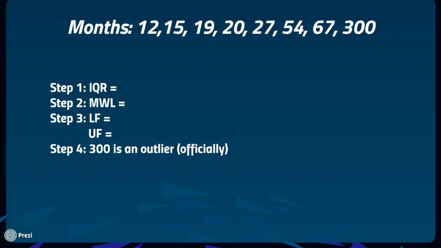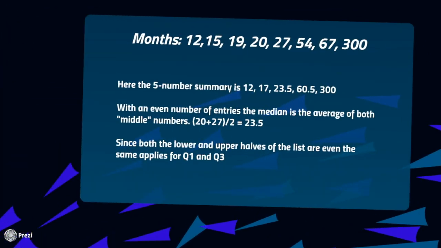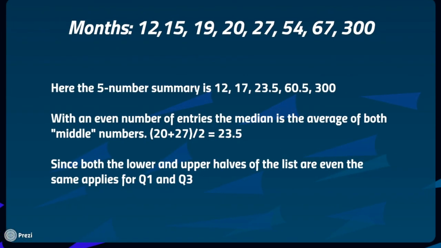In figuring out the interquartile range, we have to have the information from the previous slide. So let's actually go backwards. The first step is to figure out the IQR, which would be 60.5 minus 17. So 43.5 is the IQR. That's the end of the first step.